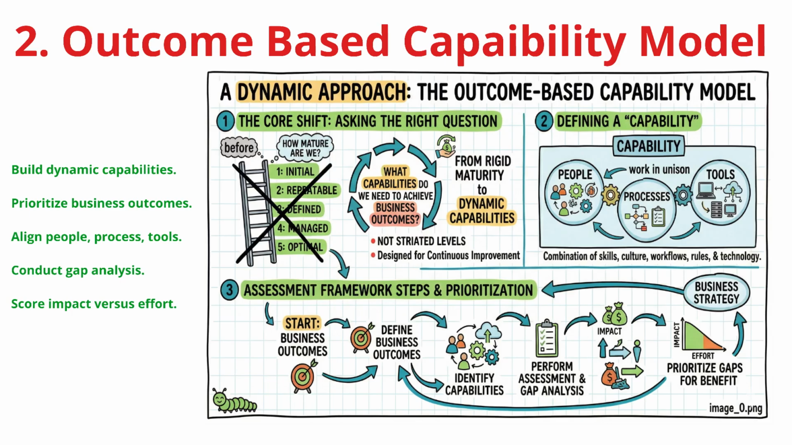This circular, iterative process links directly to your business goals. Start with business outcomes, identify needed capabilities, perform a gap analysis, and finally, prioritize the gaps by scoring their potential impact against the required effort. This is a powerful, data-driven approach, perfectly aligned to transform a modern organization for success.